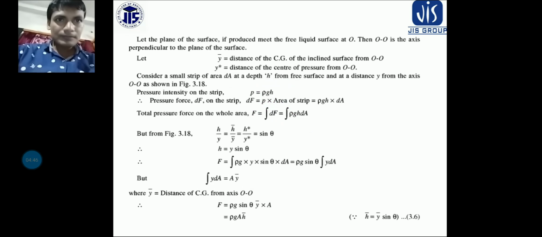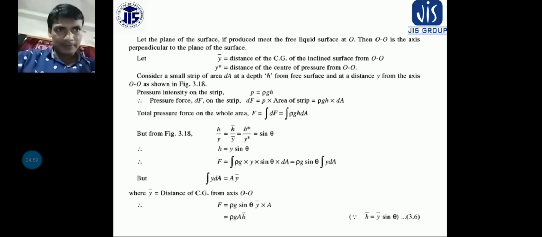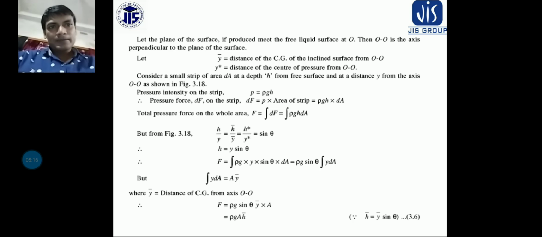Now let the plane of the surface, if produced, meet the free liquid surface at O, and O is the axis perpendicular to the plane of the surface. y bar is the distance of the center of gravity of the inclined surface from OO, and y star is the distance of the center of pressure from OO.